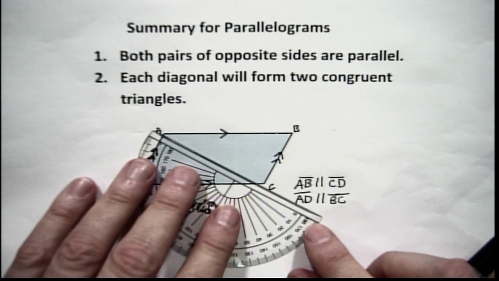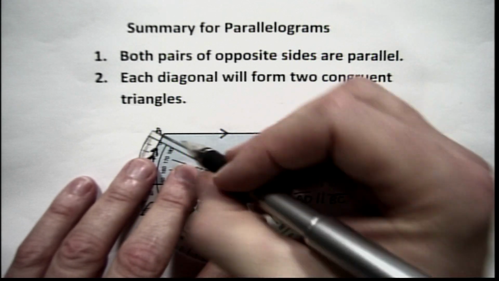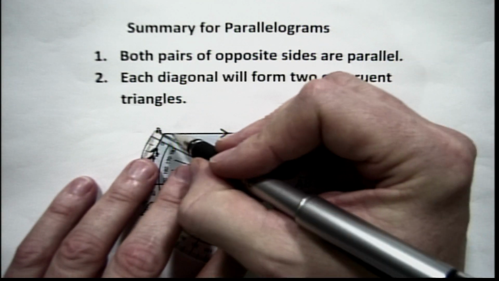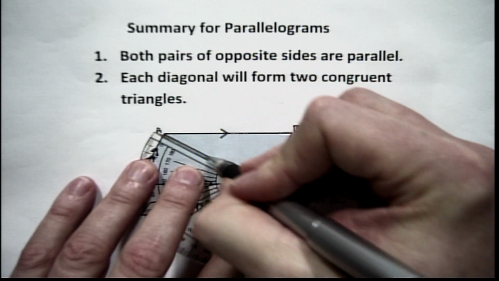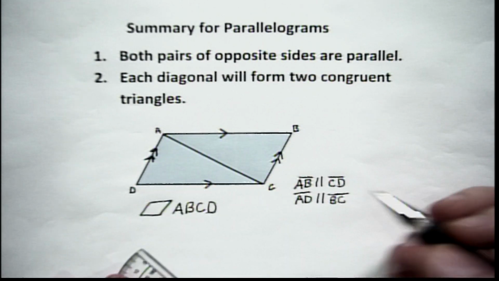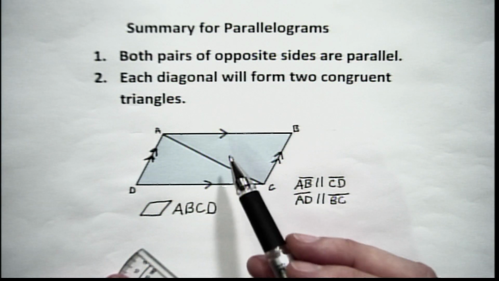So let's draw a diagonal. AC will be our diagonal of choice. We could have done BD also. We get the same story here. But we do get two nice, pretty congruent triangles.